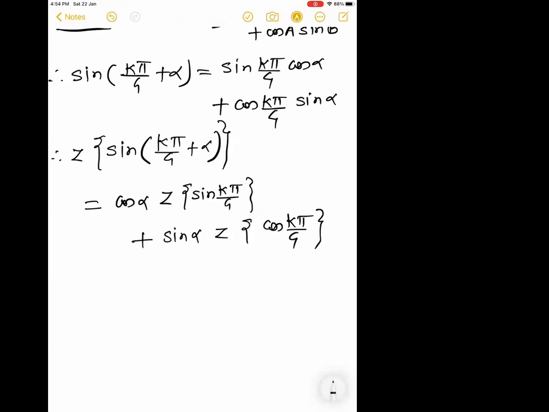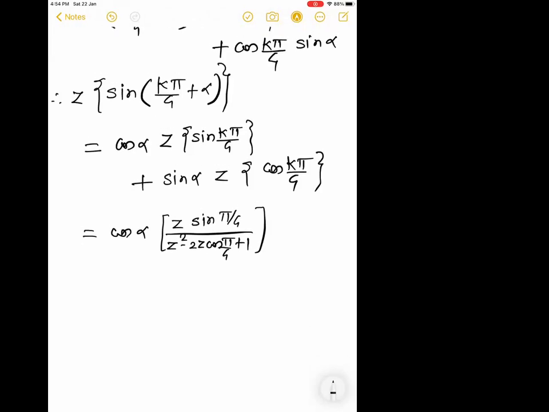Madam, it is cos alpha into z sin pi by 4 divided by z square minus 2z cos pi by 4 plus 1. And second is sin alpha into z minus cos pi by 4 divided by z square minus 2z cos pi by 4 plus 1. Yes, very good. But here further also you can put the value. You know sin pi by 4, cos pi by 4 answers. What is that?